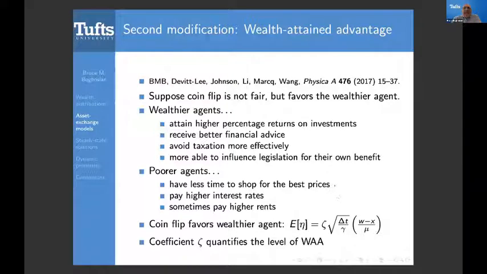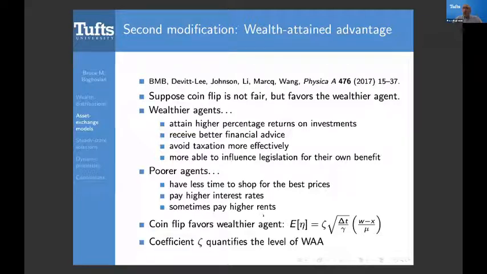Second modification. Suppose the coin flip is not fair, but favors the wealthier agent. We call this wealth-attained advantage. And the reasons for it are clear in society. Wealthier agents attain higher percentage rates on investments. They receive better financial advice. They avoid taxation more effectively. They can even influence legislation to their benefit. Poorer agents have less time to shop for the best prices, pay higher interest rates, sometimes high rents.